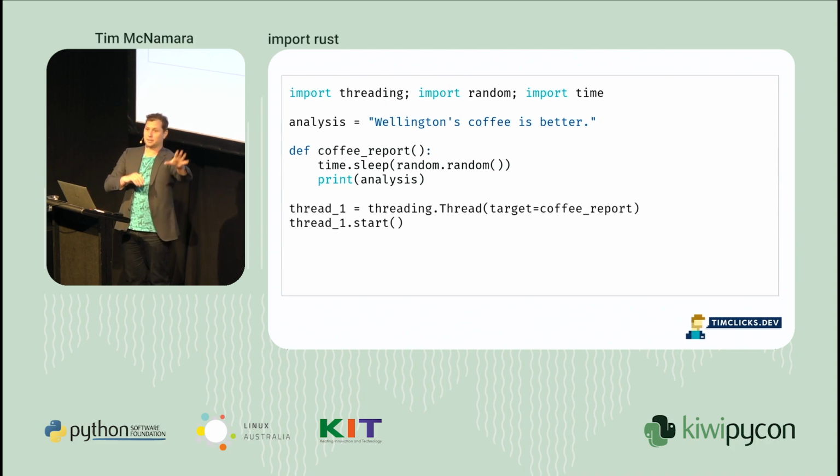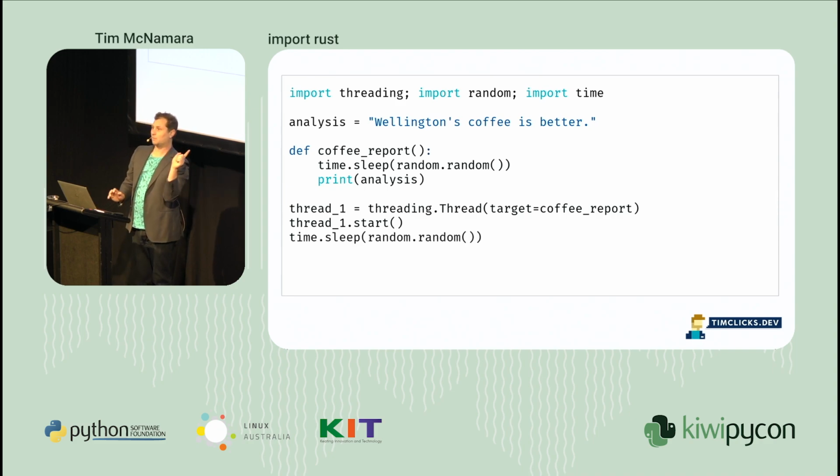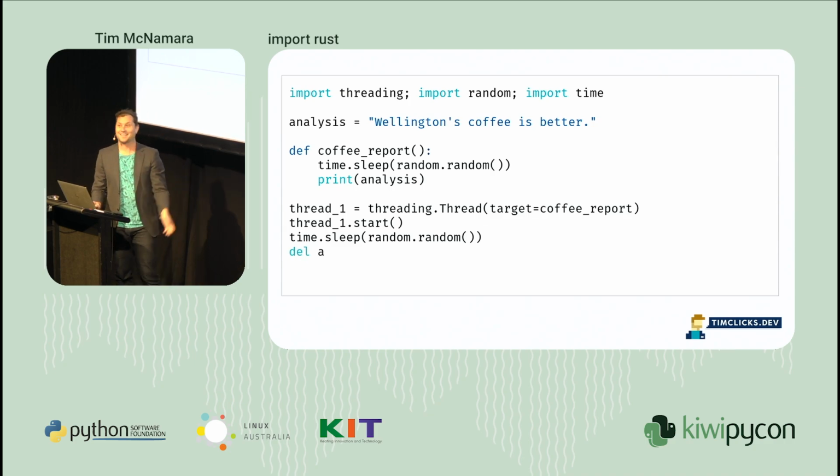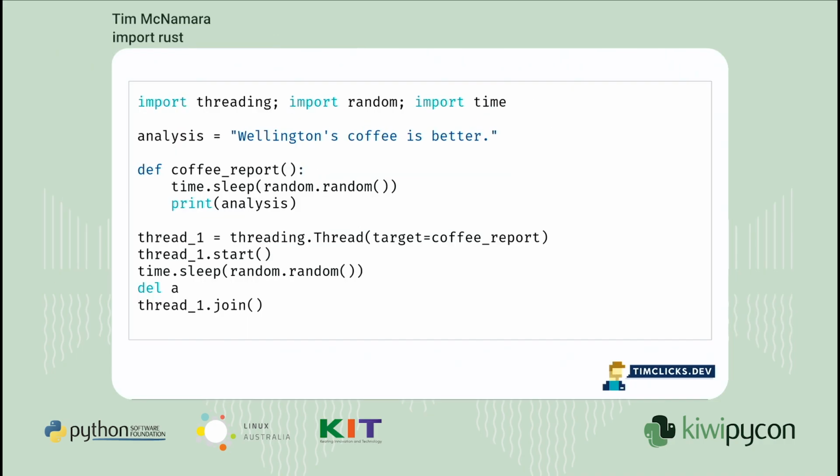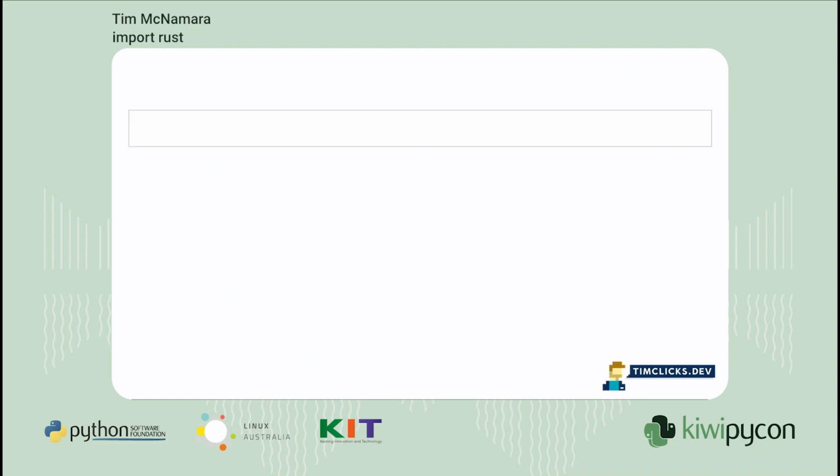Same thing. We start going. But in our main thread, we also sleep. And by the way, there's the typo. This is analysis. We join on our worker thread, and then we run it. What happens there?